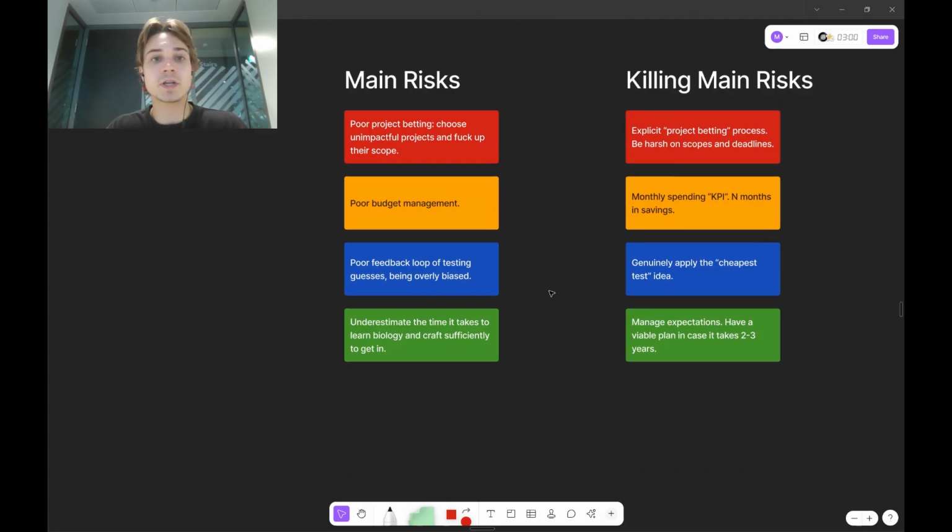Main risks, that's interesting. I don't think anything changes. Still poor project vetting, choosing unimpactful projects and messing up their scope, poor budget management still true, and a poor feedback loop of testing guesses and being overly biased. And I think that's the risk that was here. So not being truly truth-seeking about what you want to work on and kind of neglecting, let's say, oh, you think maybe working on aligning superintelligence is more important than longevity, but kind of kicking it down the road and not really working on it.